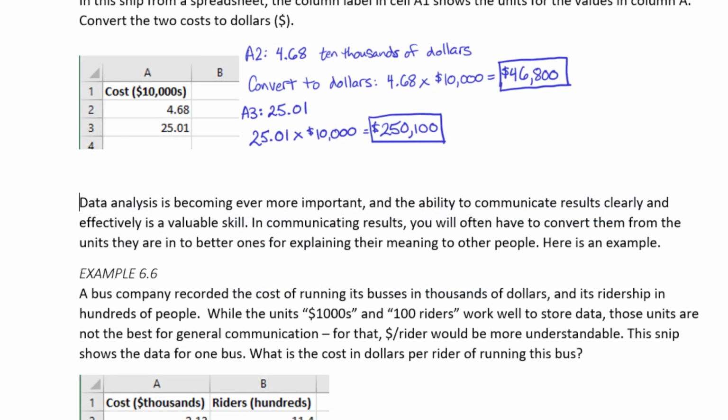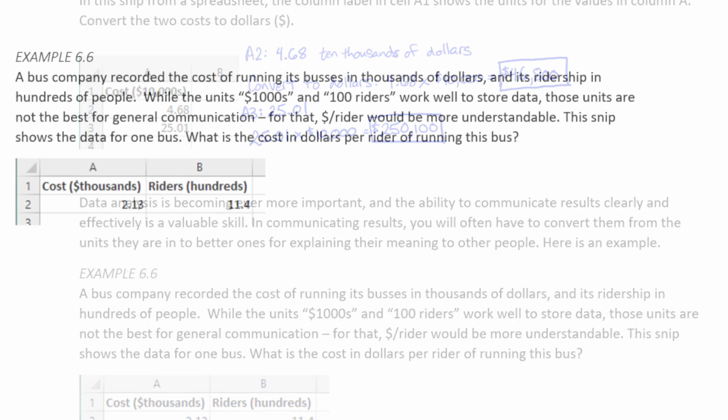Data analysis in business is becoming ever more important, and the ability to communicate results clearly and effectively is a valuable skill. When you are communicating results, you will often have to convert them from the units they are in to better ones for explaining their meaning to other people. Example 6.5 is just such an example, but here is a more direct one.